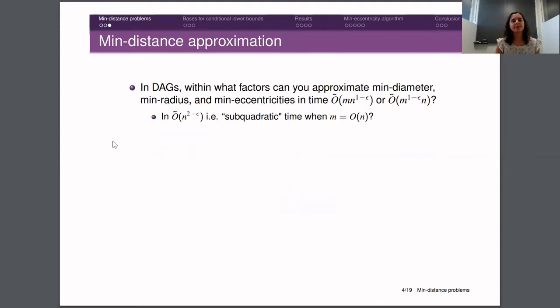So our guiding question is, in DAGs, within what approximation factors can you find the min diameter, min radius, and min eccentricities in time that is meaningfully better, polynomially better than the standard APSP runtime? Or in sparse DAGs specifically, this would be subquadratic runtime if m is order of n. That is, if the graph is sparse.